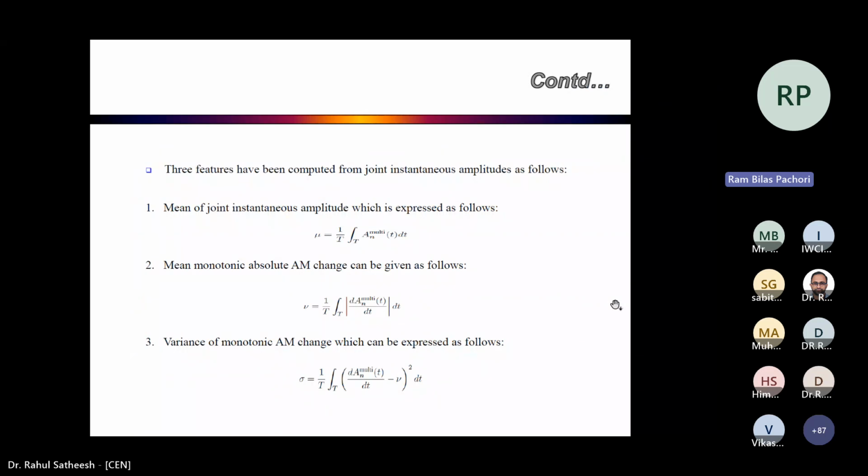So actually we have proposed three features, which are based on the joint distance amplitude. There are the mean of joint distance amplitude, whose mathematical expression can be seen in the slide; the mean of monotonic absolute amplitude modulation change, whose expression can also be seen; and the variance of monotonic amplitude modulation change, which can also be expressed mathematically, as you can see.